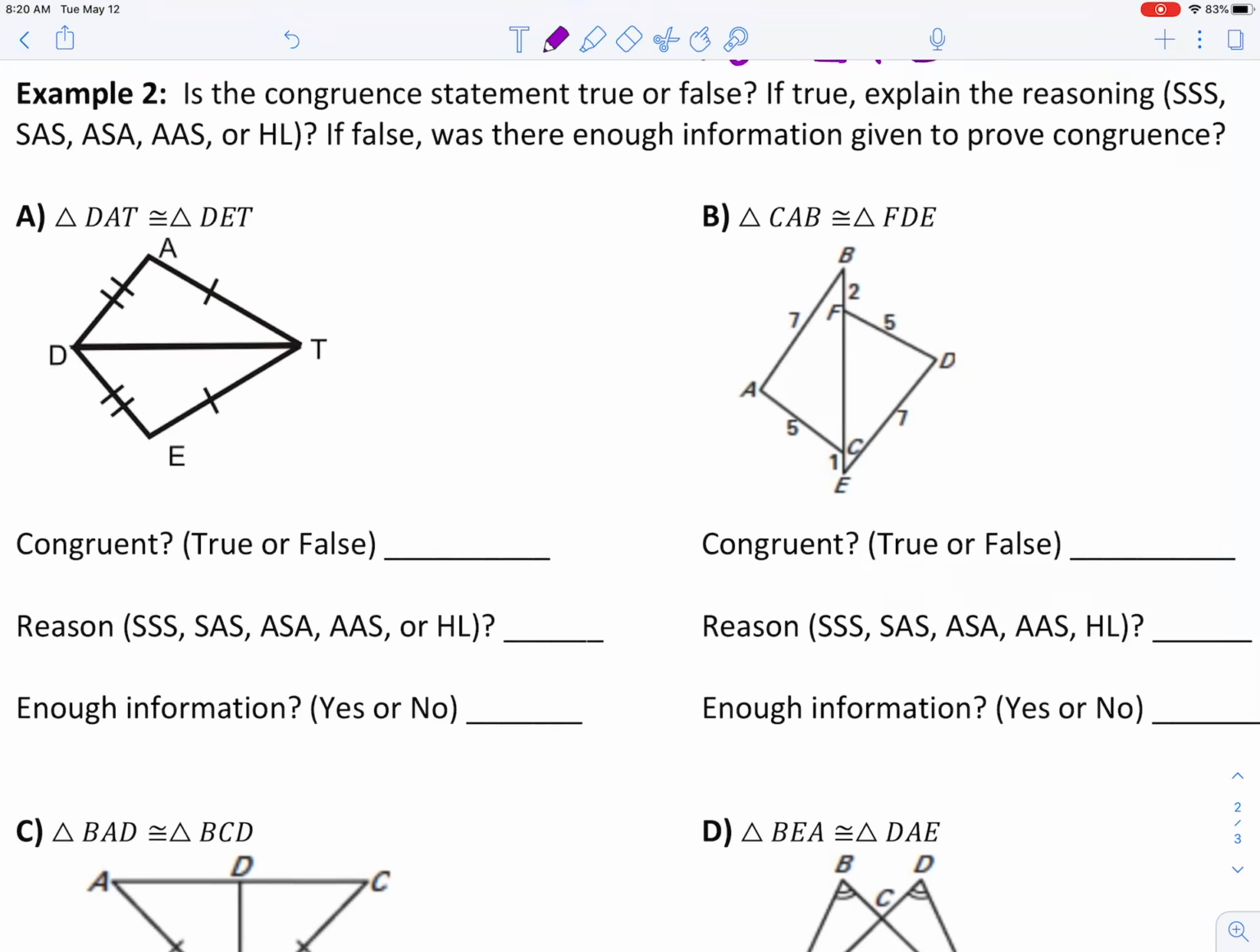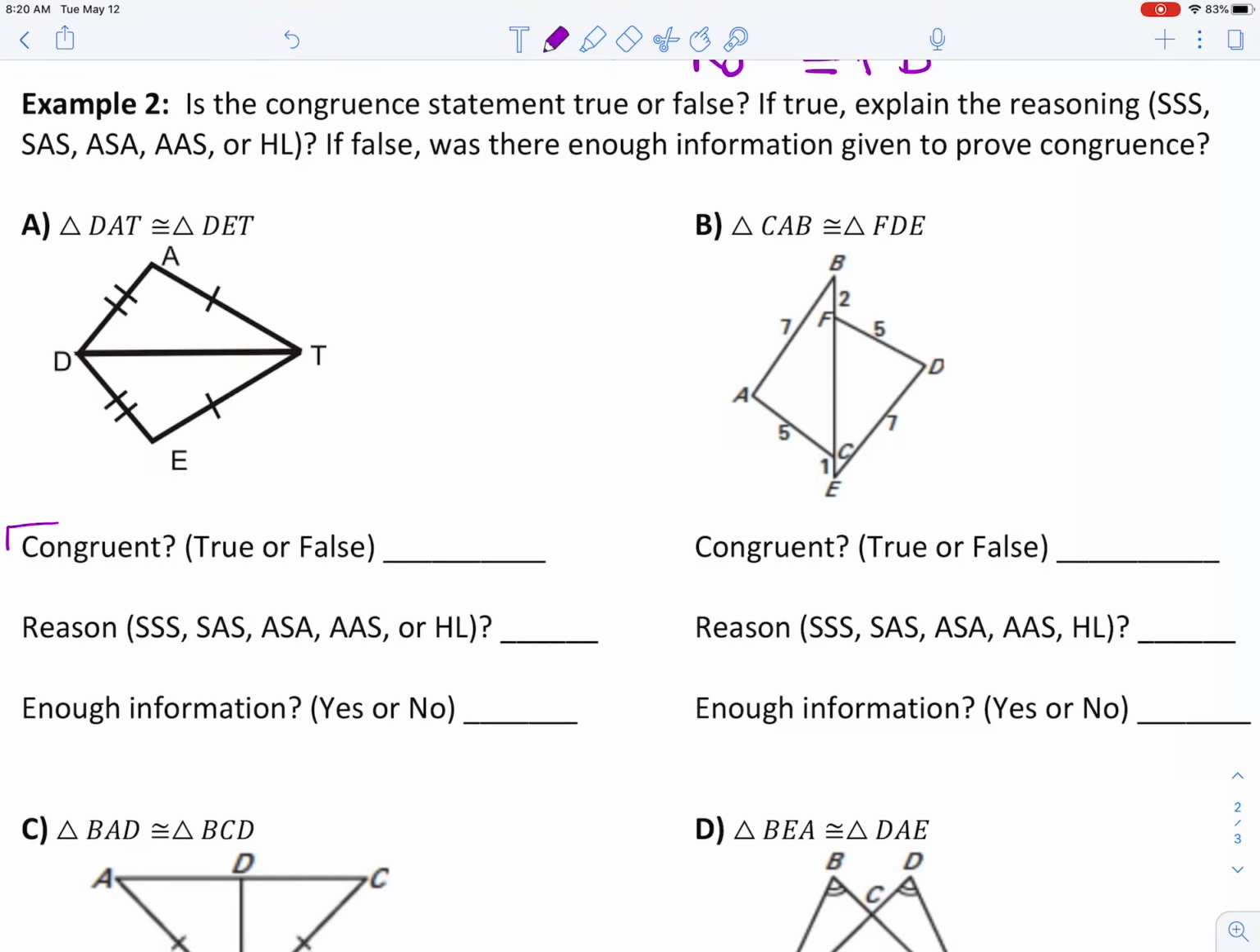All right, example 2. Is the congruence statement true or false? If true, explain the reasoning. So either side, side, side, side, angle, side, angle, side, angle, angle, angle, side, or hypotenuse leg. If it's false, was there enough information given to prove the congruence? So I have actually identified all of these questions that I have in the prompt here. I identified them right down here for you. So you just have to answer these 3 questions, okay?